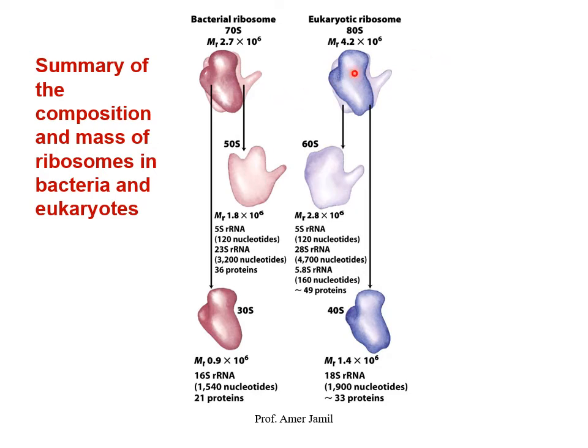So you can see here these are different types of RNA molecules which are present in both cases, but there is some variation as you can see here. And similarly in this case you can see there is 16S ribosomal RNA, and 18S ribosomal RNA in case of this eukaryotic ribosome.